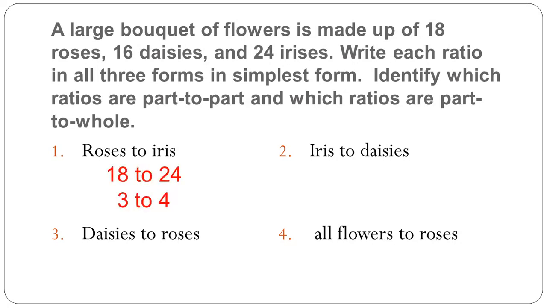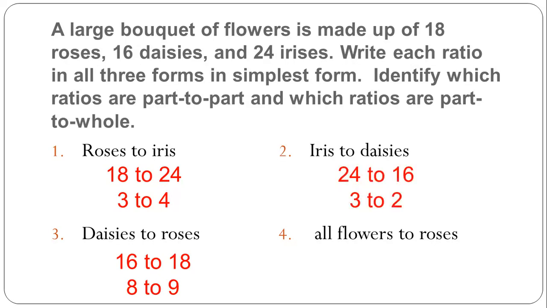So yung roses natin, 18 yung roses at 24 yung iris. So that is equals to 3 to 4 or 3 is to 4. Kasi yung 18 at saka 24, divisible naman siya by 6. 18 divided by 6 is 3, 24 divided by 6 is 4. The next one, yung daisies natin ay 16 at saka yung roses natin ay 18. And these two numbers are divisible by 2. 16 divided by 2 is 8 and 18 divided by 2 is 9. So 8 to 9 or 8 is to 9.